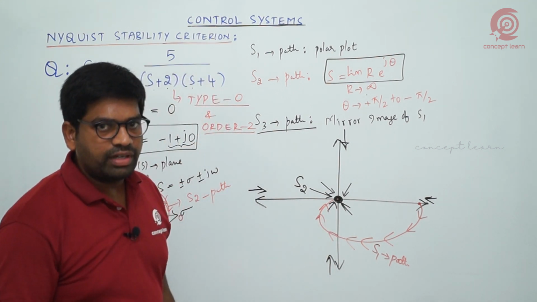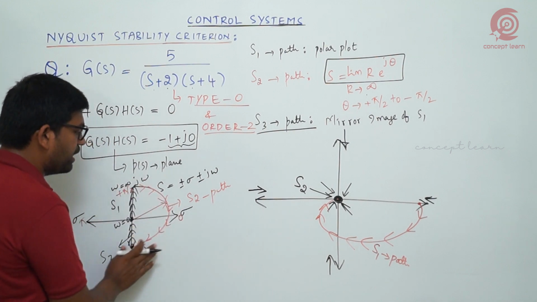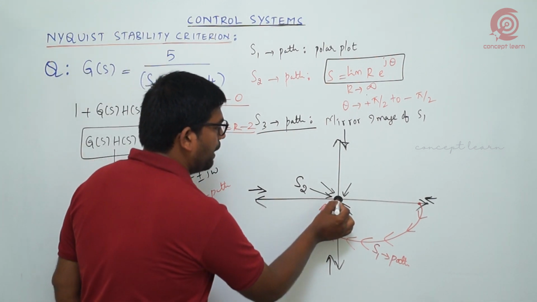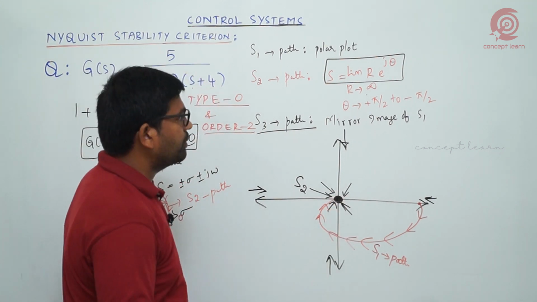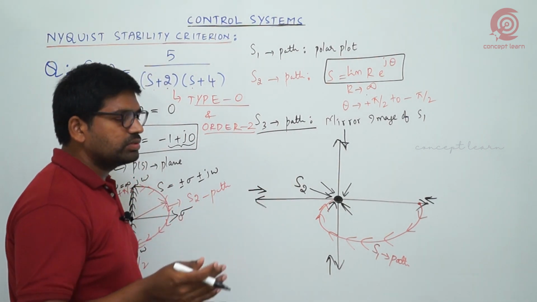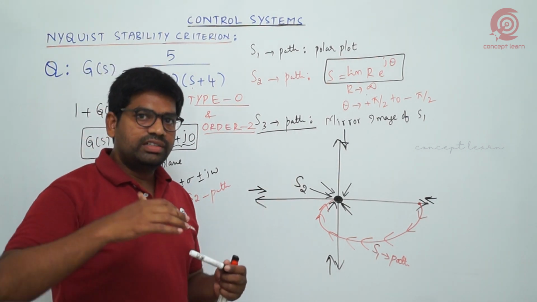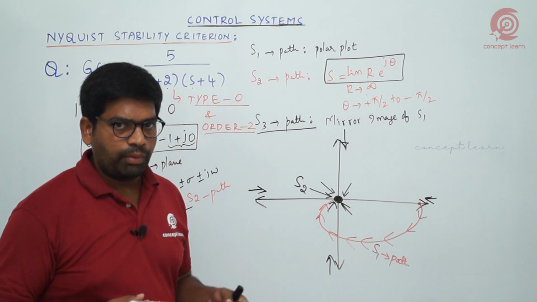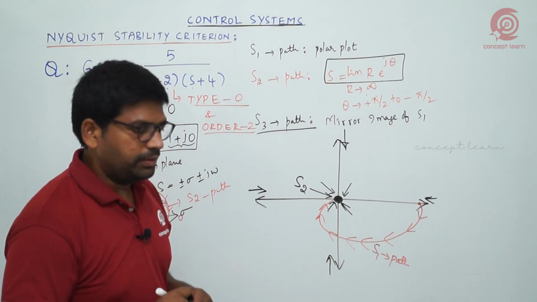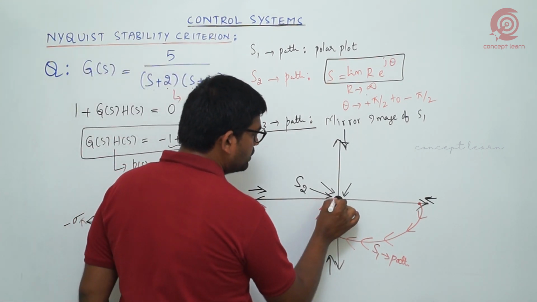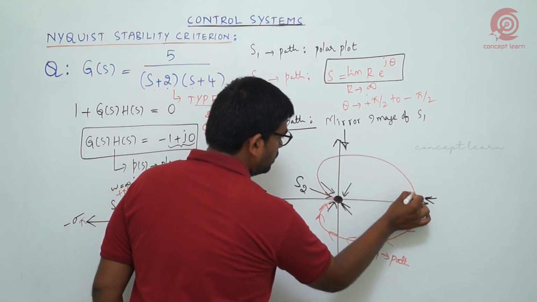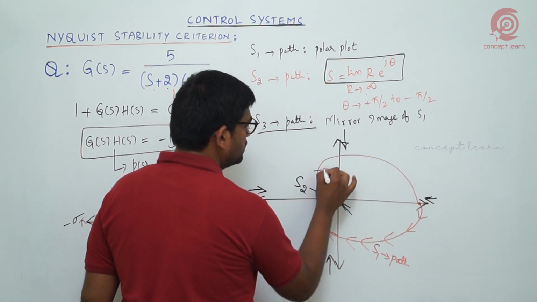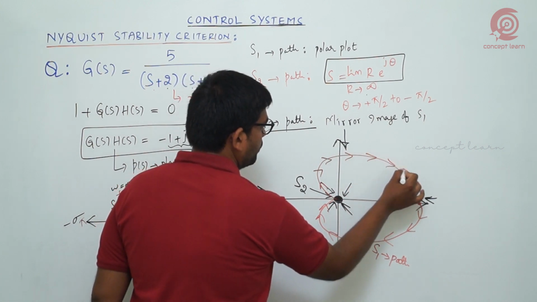Because something by infinity means, when you are covering the entire right half S plane, we are getting the mapping at the origin only. What about S3? S3 is to draw the mirror image, or inverse polar plot, for S1. So when I am drawing that, we will get this kind of path. This is for S3.